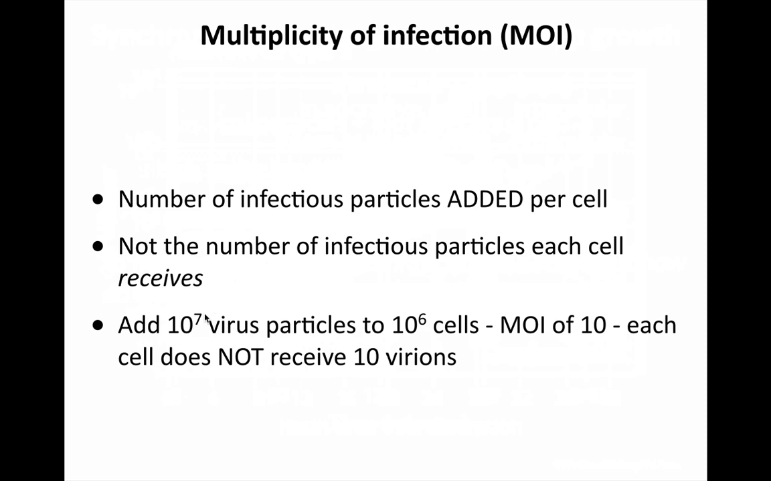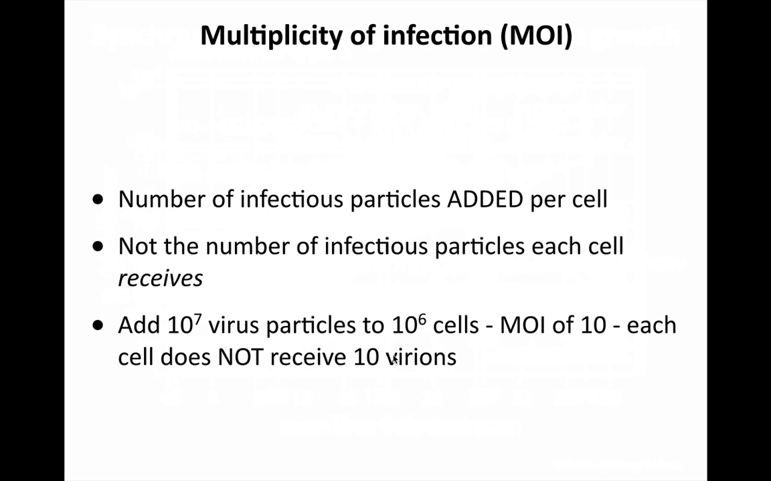So, an example, if I take 10 million, 10 to the 7th, virus particles and add them to a culture of 1,000,000 cells, that's an MOI of 10, because each cell is getting 10 virus particles. Okay, that's the definition of MOI. However, each cell does not receive 10 virus particles. So that's the difference between MOI, which is what the investigator adds to the cell, and what the cell actually received in terms of the number of virus particles.